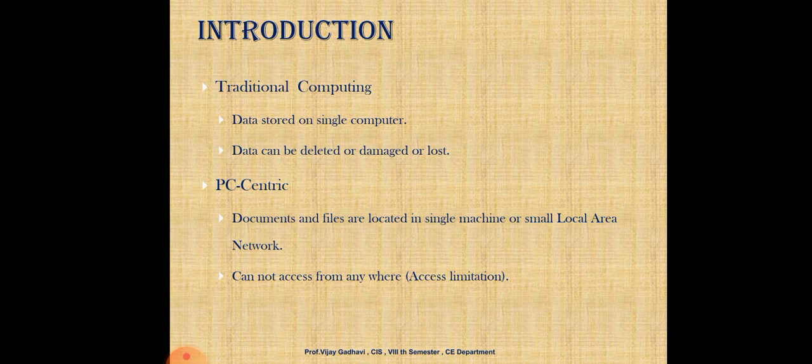First, in traditional computing, we used to store the data on a single computer. Data can be deleted, damaged or lost. Then in a PC-centric system, the documents and files are located on a single machine or a small local area network. In a PC-centric system, it cannot be accessed from anywhere. That means some kind of access limitations are there.